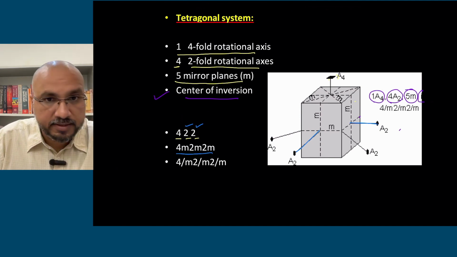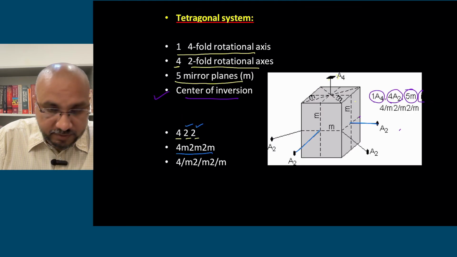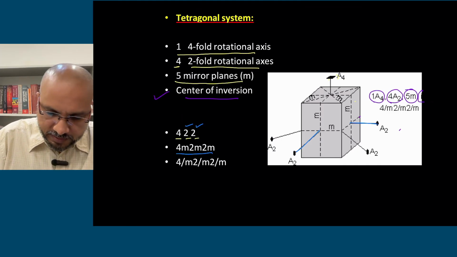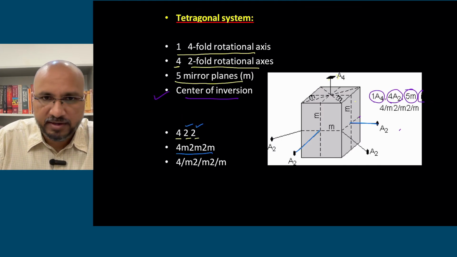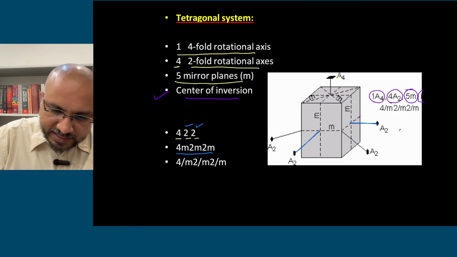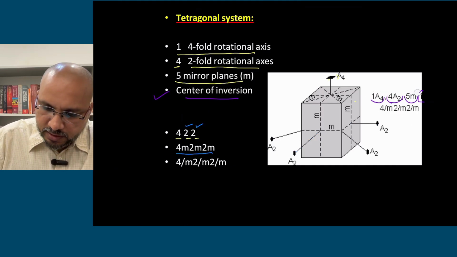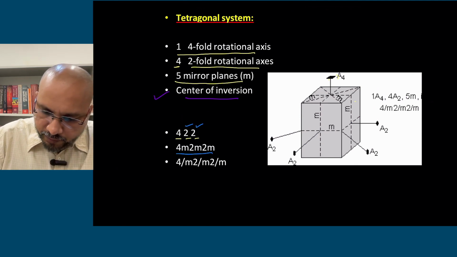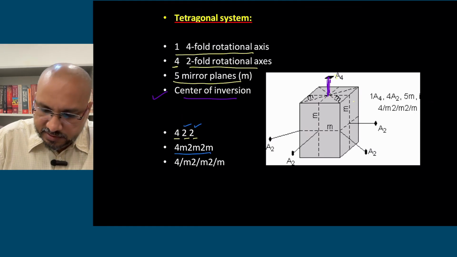So you have here one unique four-fold rotation axis, one unique two-fold rotation axis, and another unique two-fold rotation axis. One is passing through the center of the face, the second one is from the edge. And we have mirror planes, 5 mirror planes total, and there is a mirror plane perpendicular to each unique rotational axis. So if you see, this is the four-fold rotation axis.